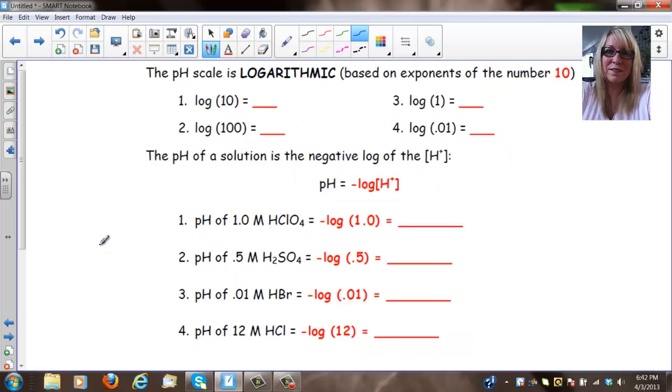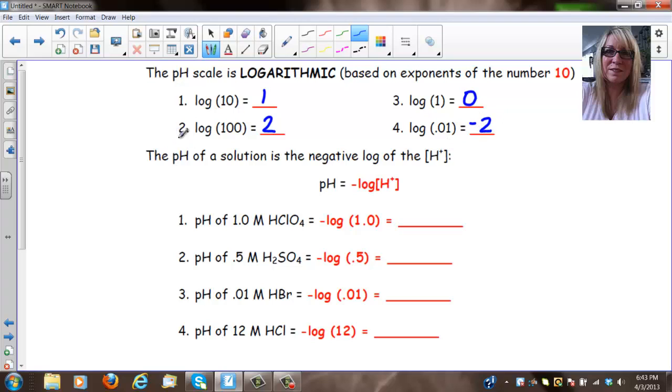The pH scale is a logarithmic scale based on exponents of the number 10. So if I were to do log 10 on my calculator, I would get a 1. If I were to do log 100, I would get 2. And the log of 1 is always 0. And the log of 0.01 is negative 2.